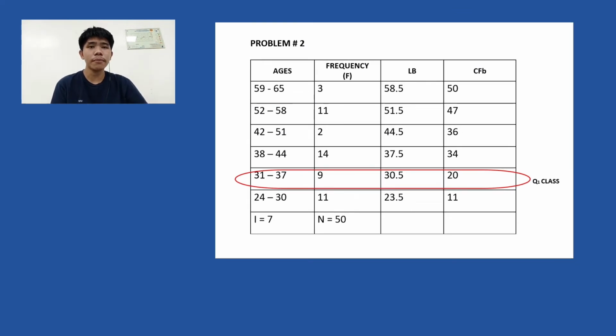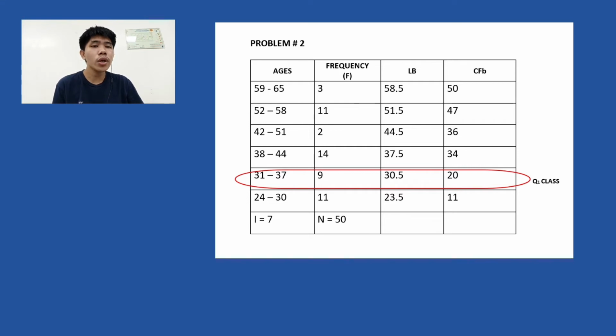So our 12.5 is in between 11 and 20. We can't put 12.5 in 11 because it is less than the value. So we will place 12.5 in the 20. Now we will encircle this class and label it as the Q1 class.